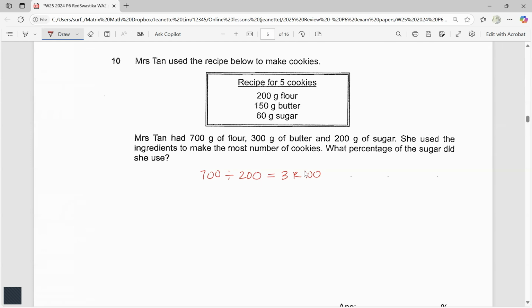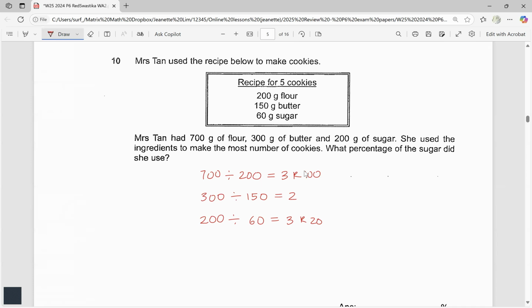Okay, then next is 300 for butter. Butter is 150 every group. So you divide by 150. This will give us 2, a nice number, just 2, no remainder. Then lastly, you have sugar, 200 grams of sugar. You divide by 60 for every group. The maximum you can get is 3 groups. But 3 times 60 will be 180. There will be a leftover of 20 grams. So remainder 20.